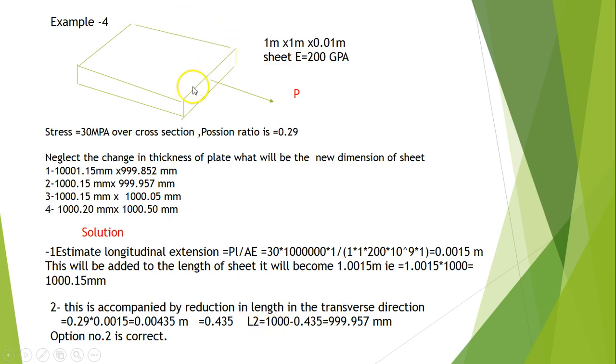So the width before was 1000 millimeter. It's becoming 1000 minus 0.435. It's equal to 999.957 millimeters. So the sheet gets increased under the action of the force, but at the same time it gets decreased in the width. So the longitudinal direction is becoming 1000.15 multiplied by 999.957 millimeter, and this will give us option number 2, which is correct.